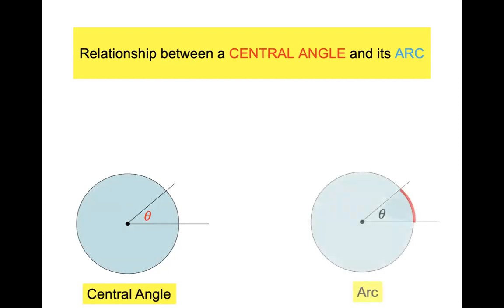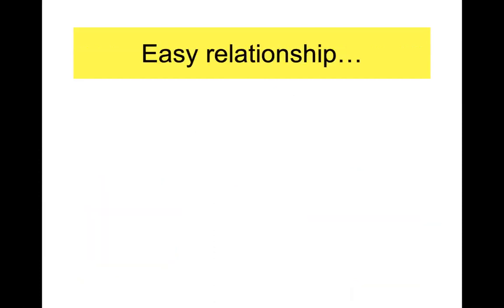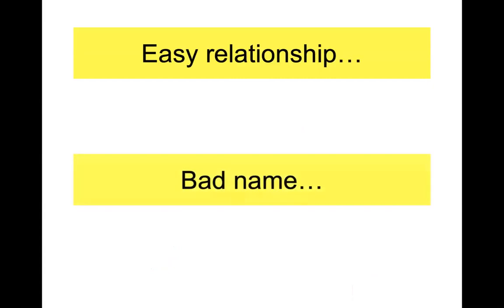And it turns out that the central angle and the arc that it makes or forms are exactly one and the same. And we are going to say that the measurement of the arc in terms of degrees is equal to the central angle. So no crazy formulas. If you have the central angle, you have the measurement of the arc, or we say arc measure. So it's an easy relationship. It's got a bad name to it.